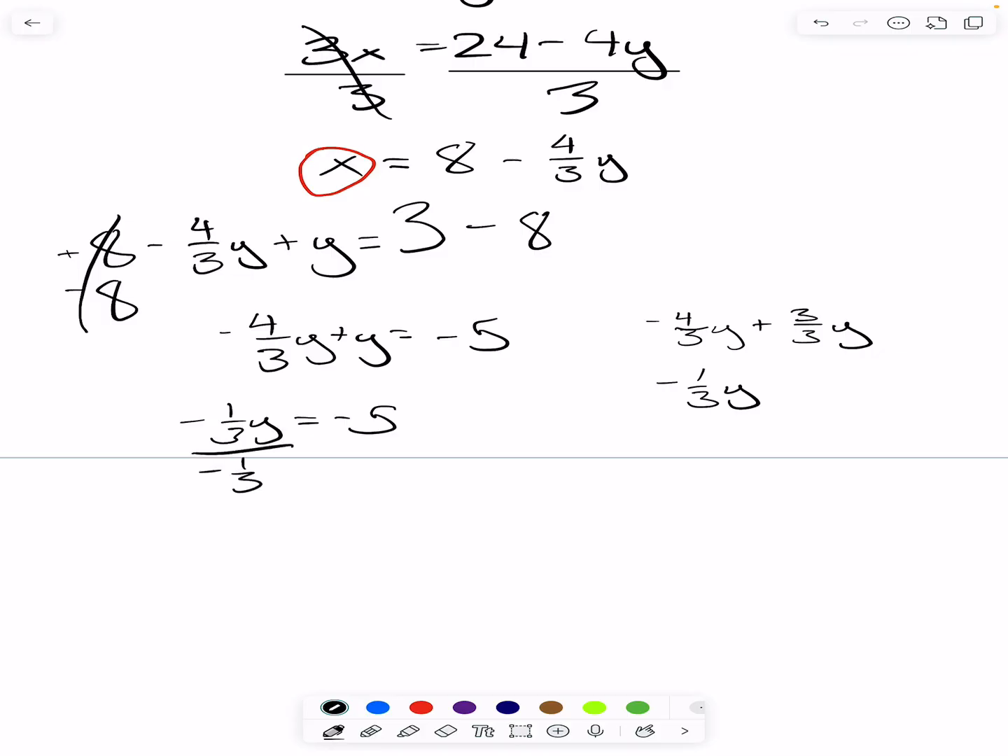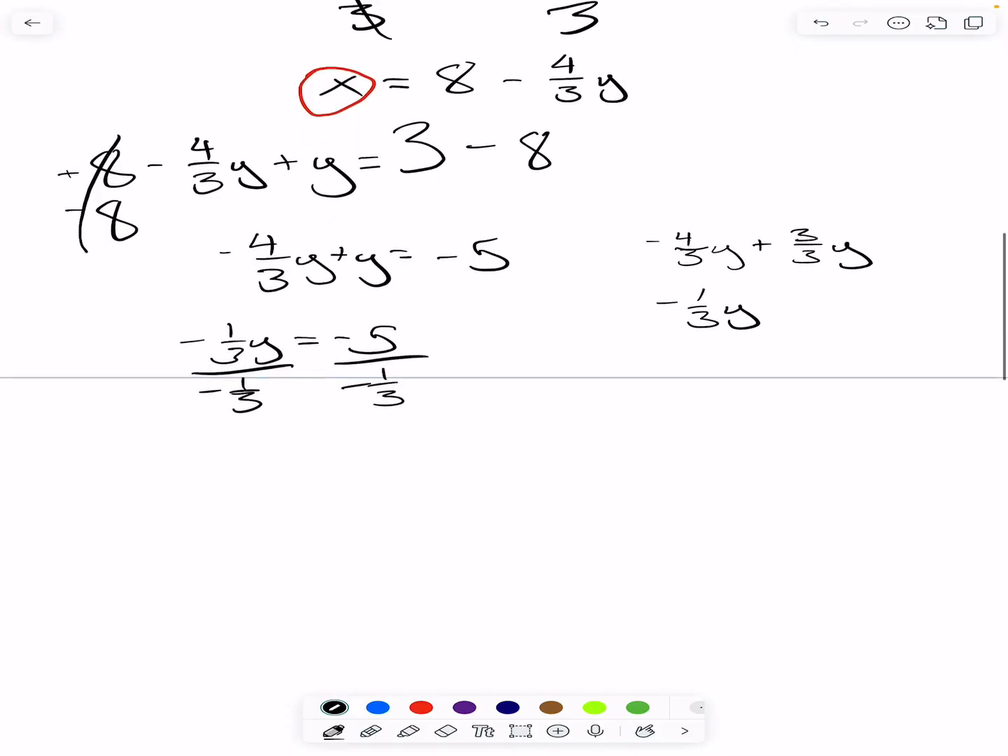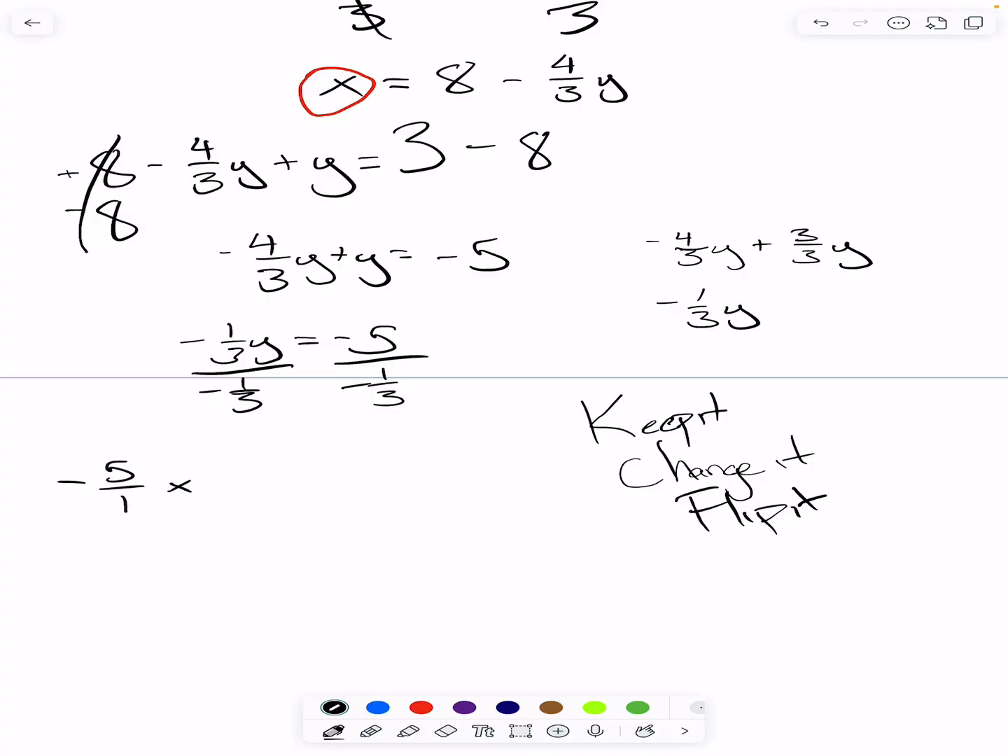Divide by 1/3. Then from here, I have negative 5 divided by negative 1 over 3. Remember our rule of thumb: keep it, change it, flip it. In this context, I keep negative 5 over 1, change division to multiplication, and flip negative 1 over 3, which becomes negative 3 over 1. Negative 5 times negative 3 is positive 15. So this is in fact my y.